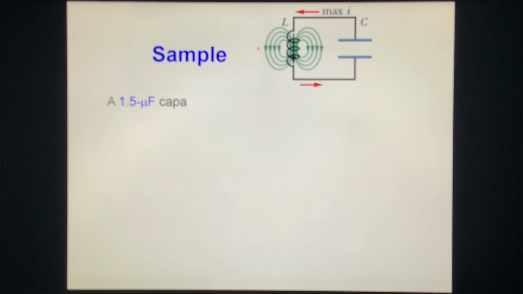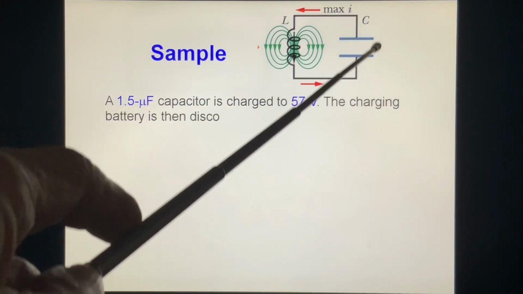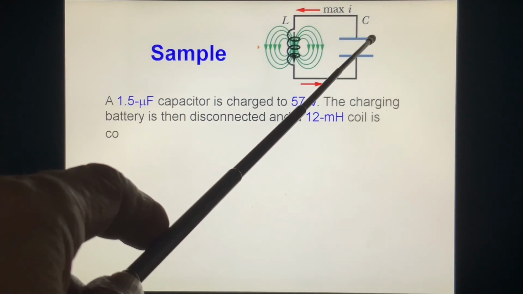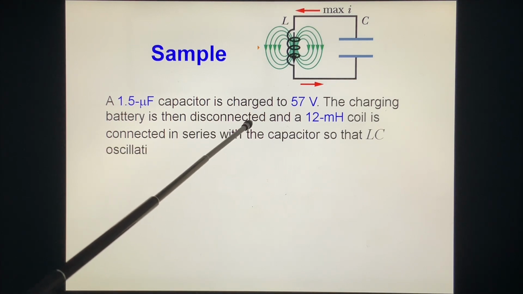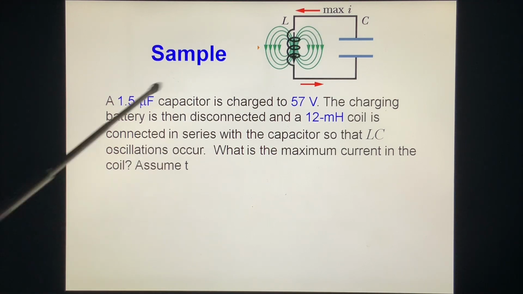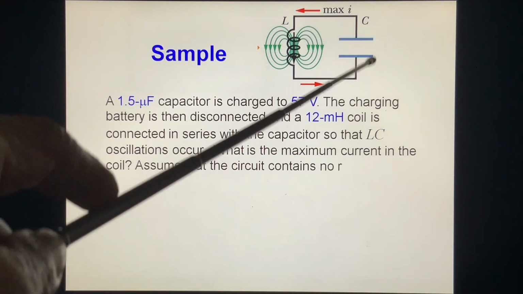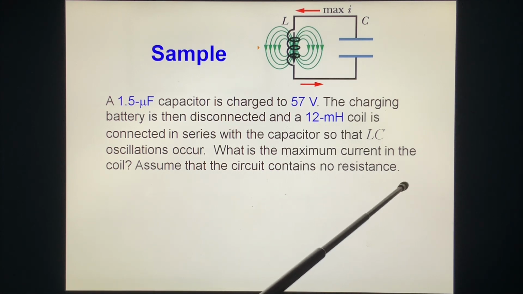Example: a 1.5 microfarad capacitor is charged to 57 volts. The charging battery is then disconnected, and a 12 millihenry coil is connected in series with the capacitor, so the LC oscillation occurs. What is the maximum current in the coil? Assume that the circuit contains no resistance.